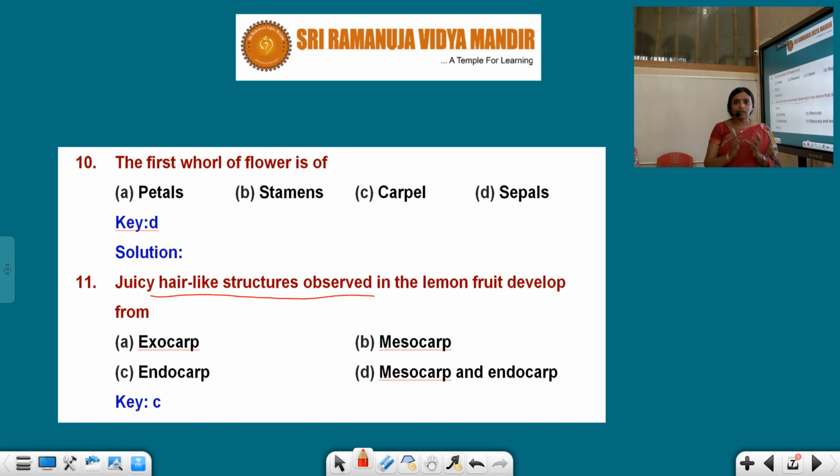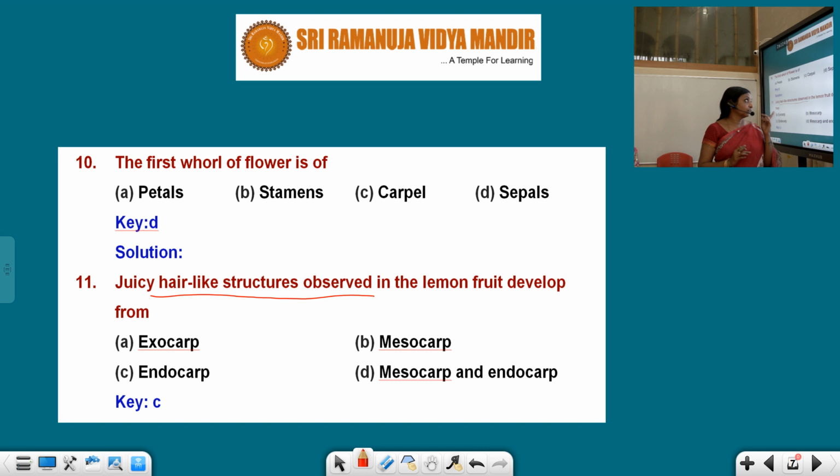So what is the question? The question is the juicy hair-like structure observed in the lemon, which we take up, which we eat. The juicy hair-like structure in lemon fruit develops from which part? From the pericarp. Because in fleshy fruit, the pericarp is distinguished into three parts, and with the pericarp seeds are present.